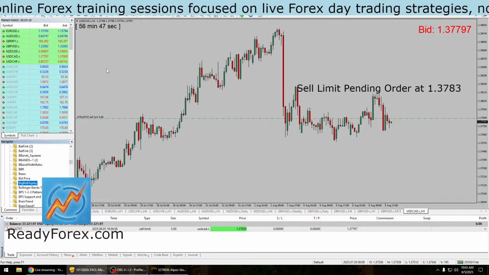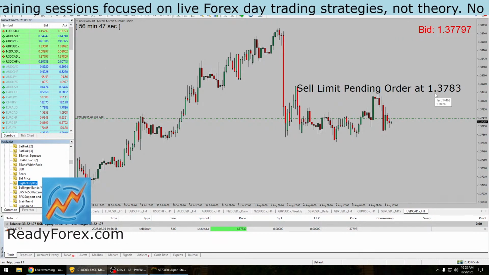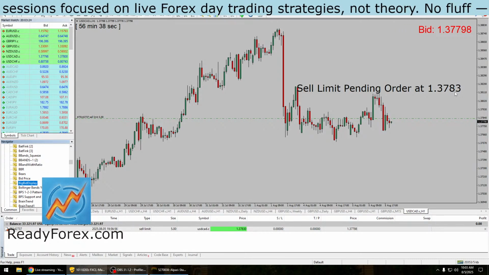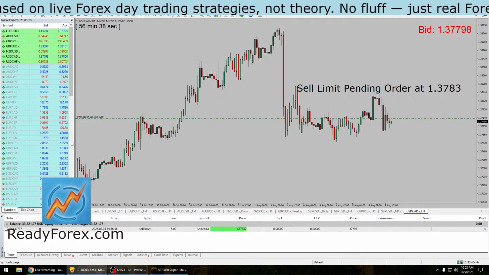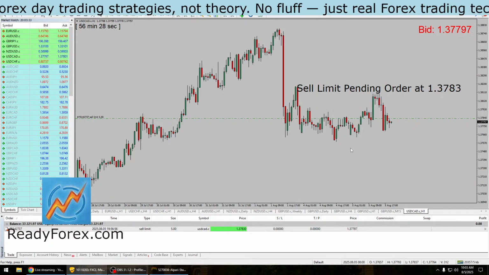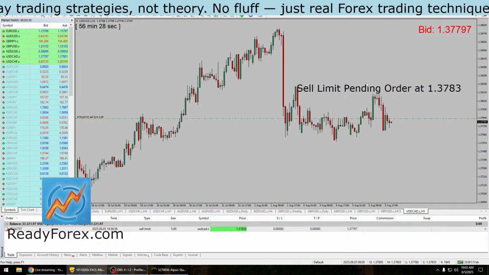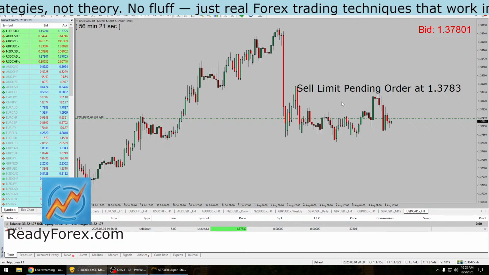1.3779. So my sell limit pending order is present at 1.3783. So it's a little bit higher. Okay, so I'm going to wait for the price action to fill the pending order. Then I will also put in the stop loss and the take profit level as well.